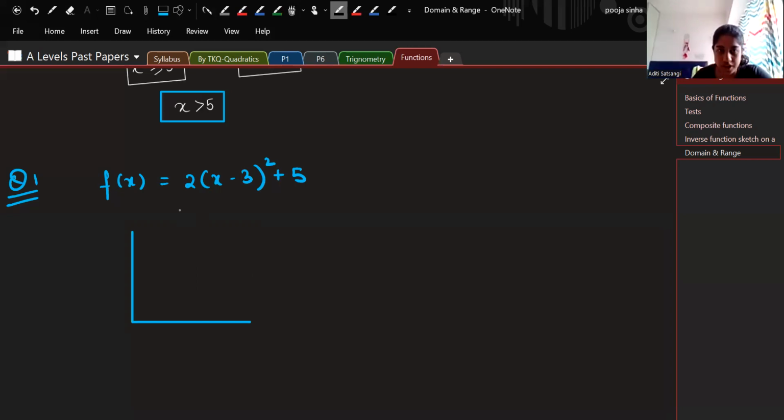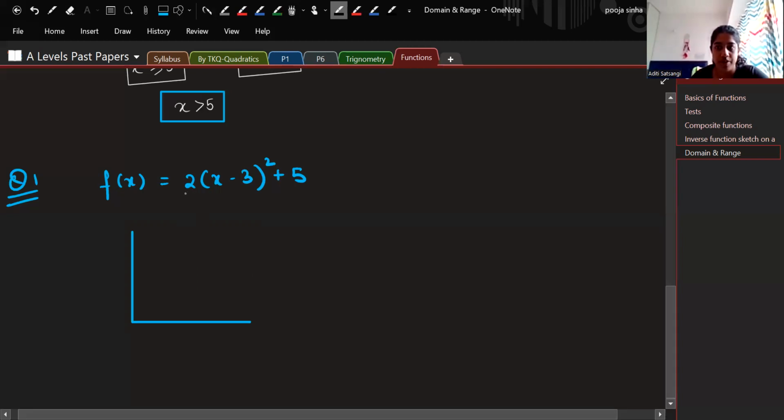Yeah. So I think firstly, since this is already in completed square form, we already have the vertex point, which is 3, 5. So then 3, 5 is the vertex point. We can just put x is equal to 0 first. Okay, so this is the turning point. And what is the value for f(x), the y-intercept? You said x is equal to 0, y will be equal to 23. So y is equal to 23.